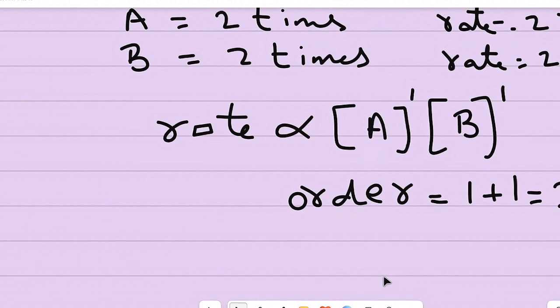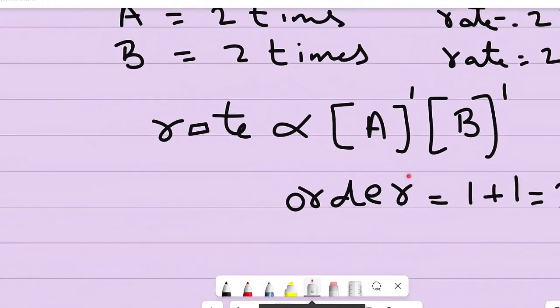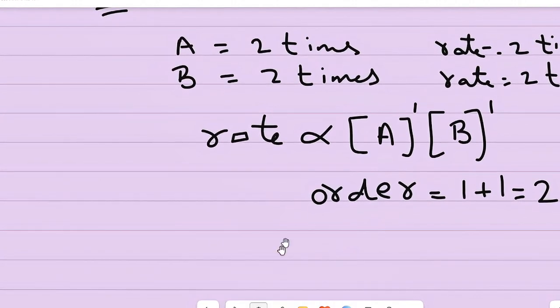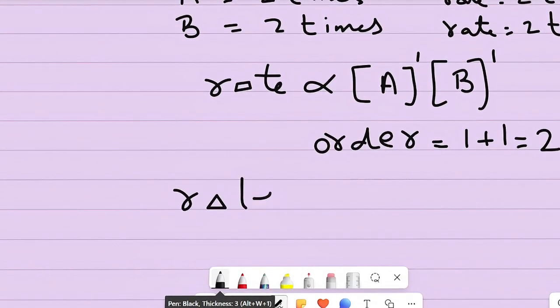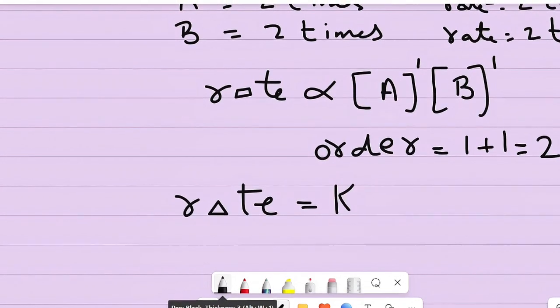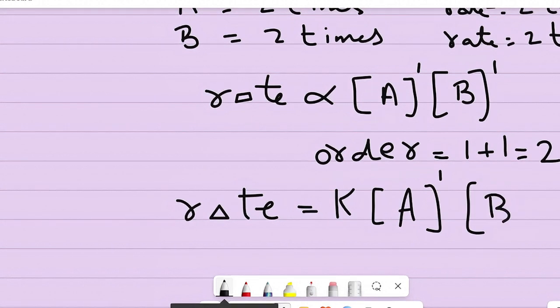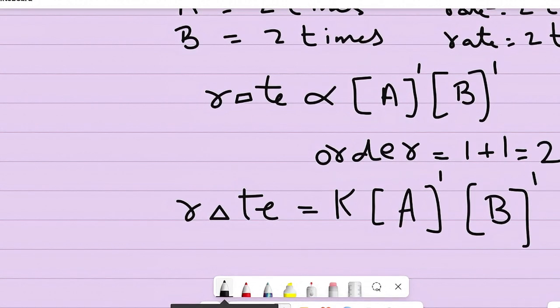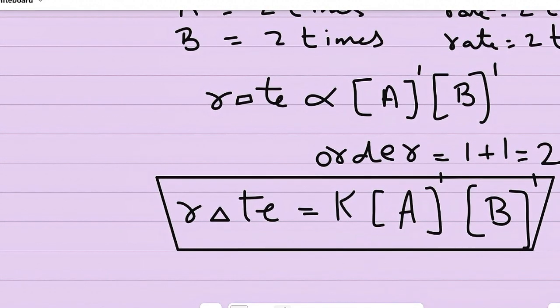So two scenarios: either one of the reactants is going to show you second order, or both of them are going to show you first order, and when you combine both of them, you will get second order. Remember the scenario. Got it? Now, what will be the final equation? You will remove the proportional sign and say that the rate is equal to k, concentration of A raised to power 1 and concentration of B raised to power 1. That's the final equation.